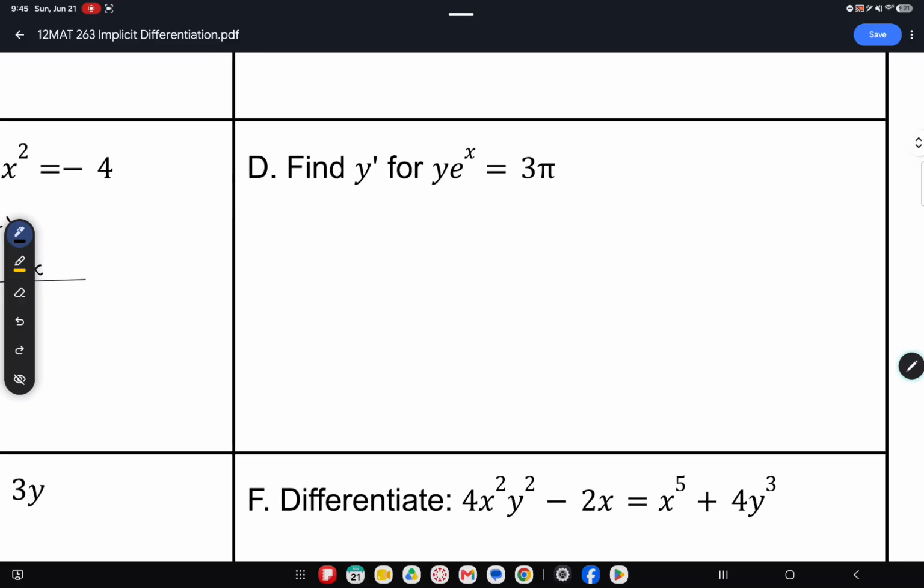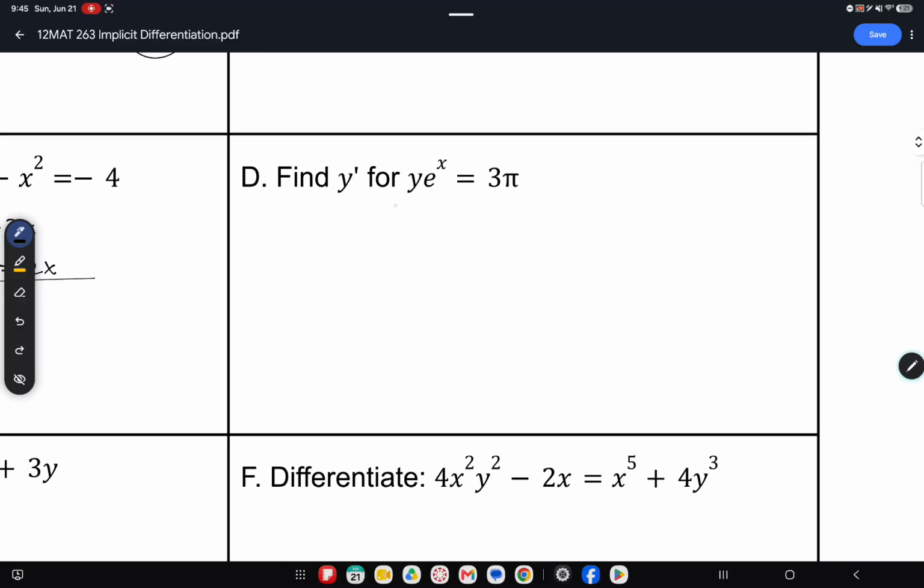All right, let's try this one. So I got another product rule here. So left times derivative of the right plus the right times the derivative of the left. And 3 pi is just a constant, so the derivative is 0. And then I can subtract y e to the x over, and then divide both sides by e to the x. So that y prime is actually just going to be negative y.